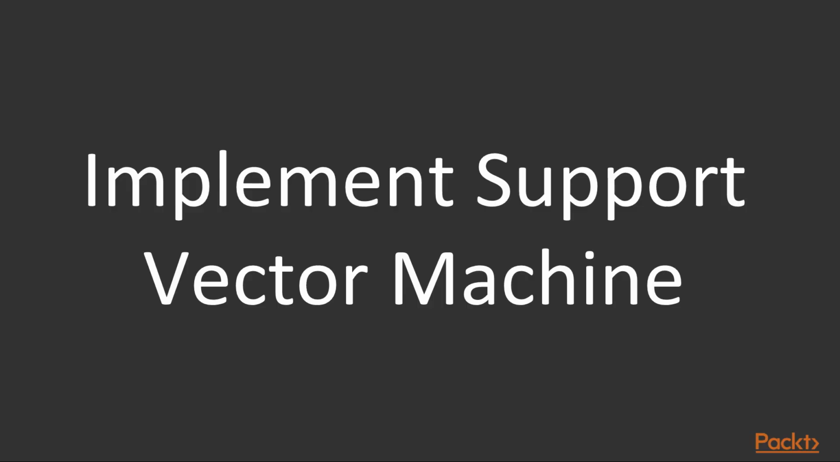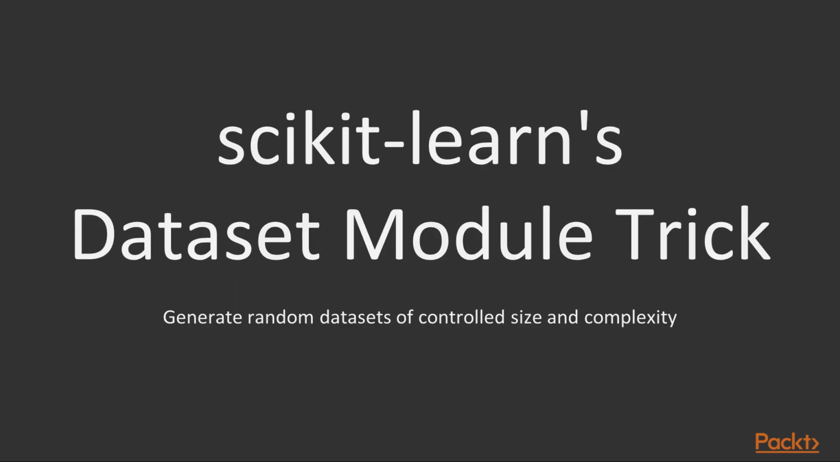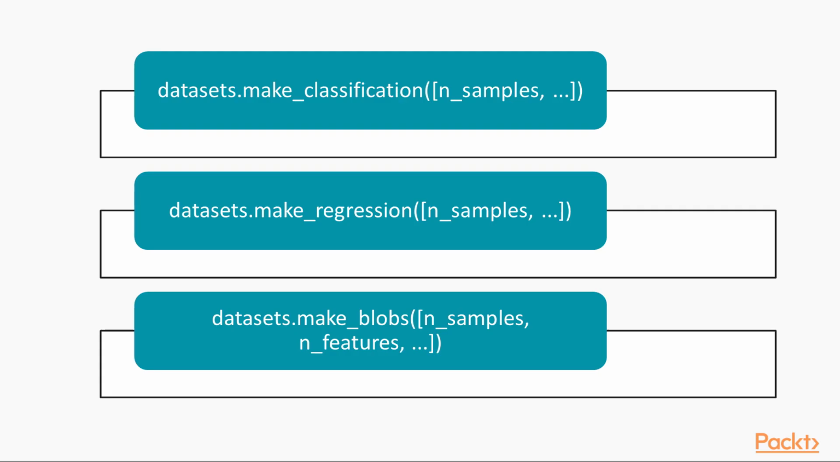For our very first SVM, we should probably focus on a simple dataset, perhaps a binary classification task. A cool trick about scikit-learn's dataset module that I haven't told you about is that you can generate random datasets of controlled size and complexity. A few notable ones are classification. This function generates a random n-class classification problem. Next function is regression. It generates a random regression problem. The blobs function generates a number of Gaussian blobs that we can use for clustering.